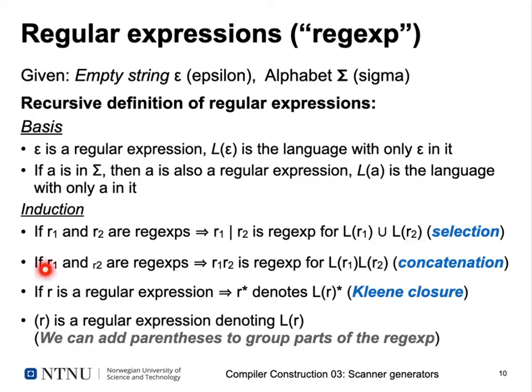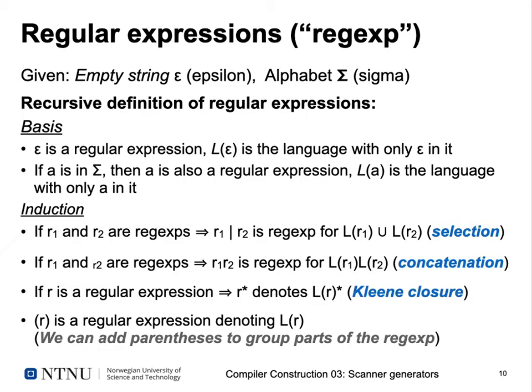Again, if both R1 and R2 are regular expressions, then R1 R2, just written one after the other, is the regular expression for L of R1, L of R2, so our concatenation operation. The third induction rule is if R is a regular expression, then R star denotes L of R star, the Kleene closure of the language generated by our regular expression R.